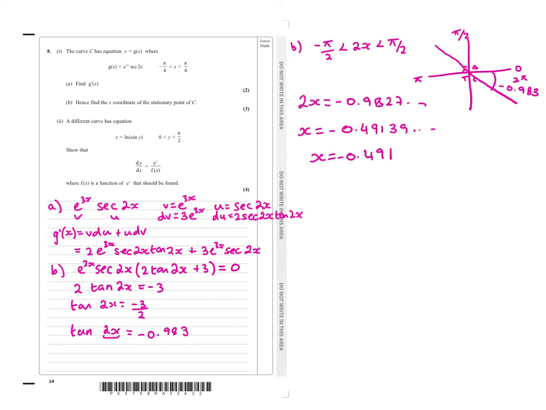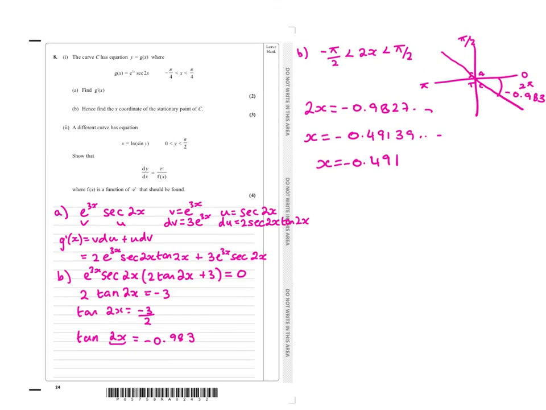Then this was part I. We're now moving on to part II. A different curve has the equation x equals ln of sine y, where 0 is less than y, which is less than pi over 2. Show that dy by dx equals e to the x over f of x, where f of x is a function of e to the x that should be found.